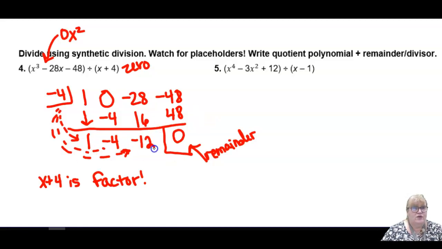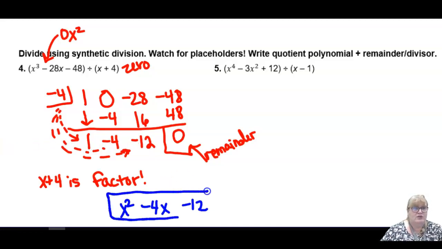But this answer over here is a polynomial, and you start with the constant of negative 12, then you go backwards and you add a linear term, so that's a negative 4x. You go back one more and you add a squared term. So from the back, you have constant, x, x squared, x cubed, until you run out of terms. So the quotient is x squared minus 4x minus 12. There was no remainder on this one.